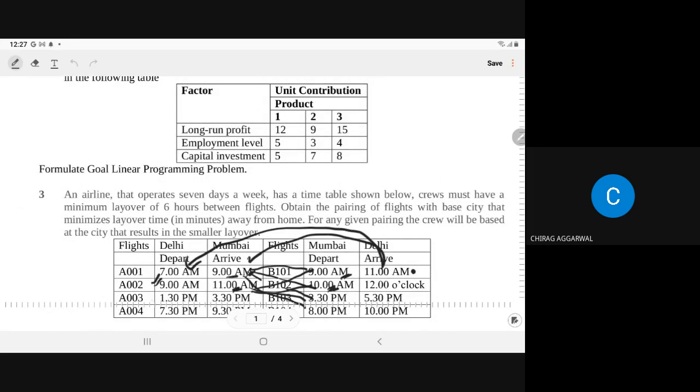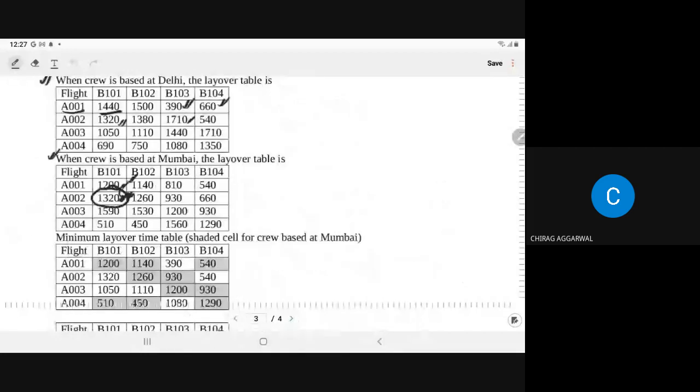Then we have 1 o'clock, 1:30, so the total time will be less than 6 hours. So less than 6 hours means you have to take it for the next day. So the next day, total it will be 24 plus 2.5, 26.5 hours. So 26.5 means, check, it is 1590. It's the 15 minutes. So it is 1590. So in this way, we have made the table.